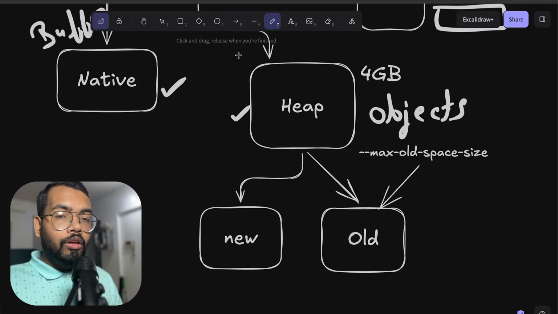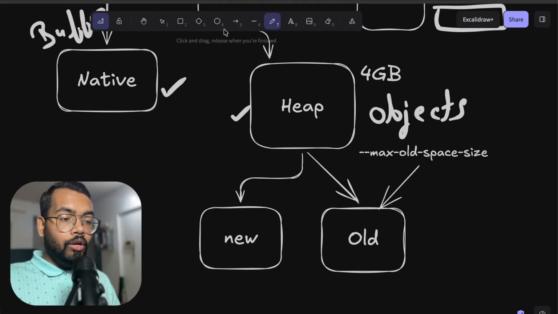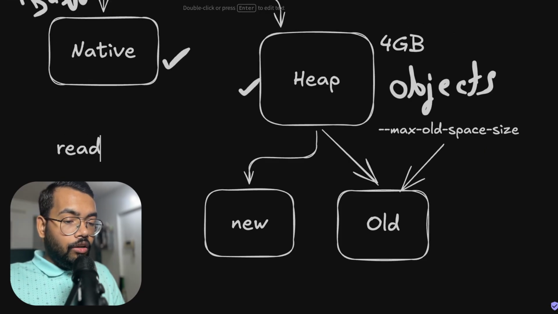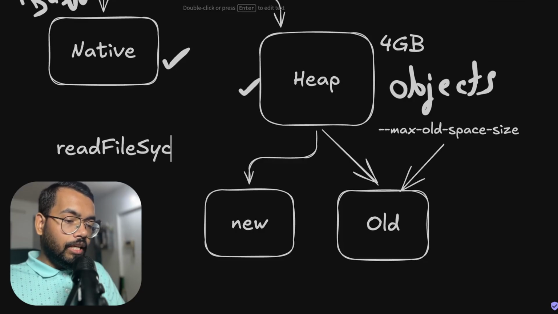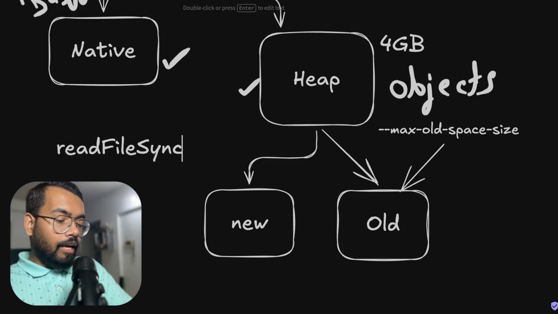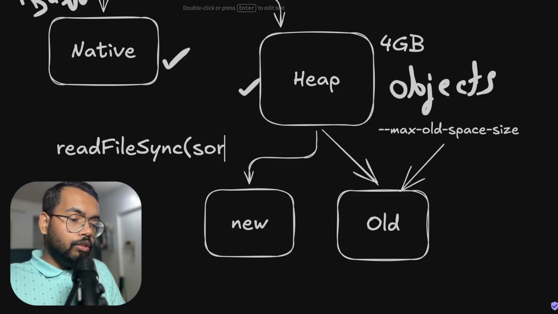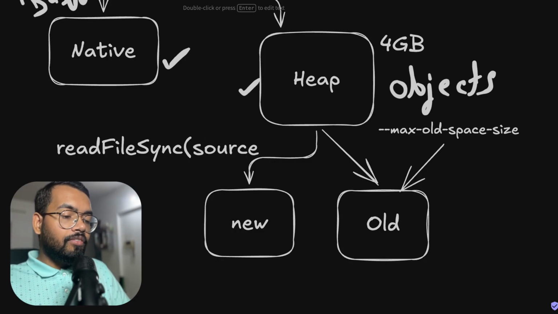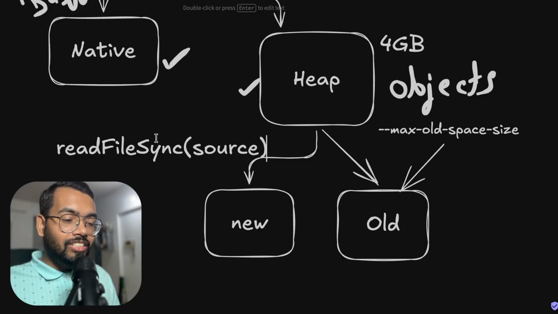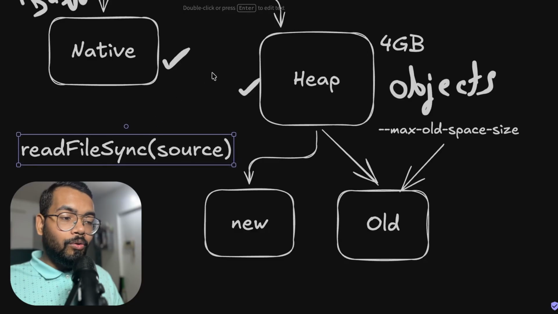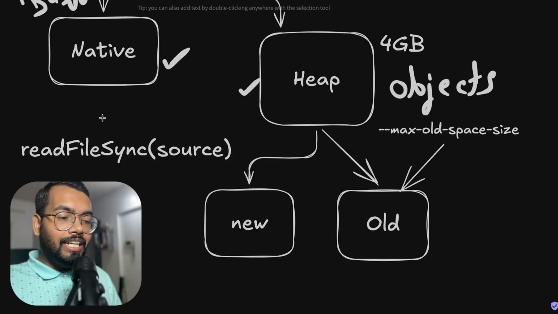Now in the native memory, you are always dealing with buffer. So each time you are doing something like read file, or for that matter read file sync also, you are reading something and you are just passing some kind of source, maybe a URL or something. Each time you are doing this, you are actually using the native memory, because your file can be very big, right? Your file can be simply 50 GBs or maybe 20 GBs, right? So you cannot directly store that inside of the heap. So that is why you are always using native memory when you are reading a file.